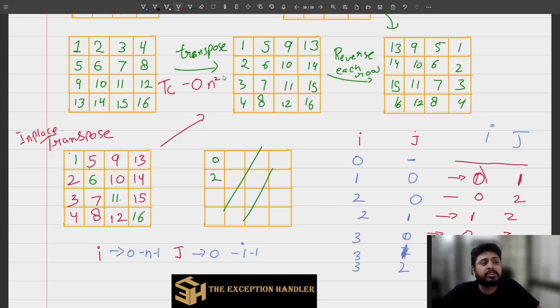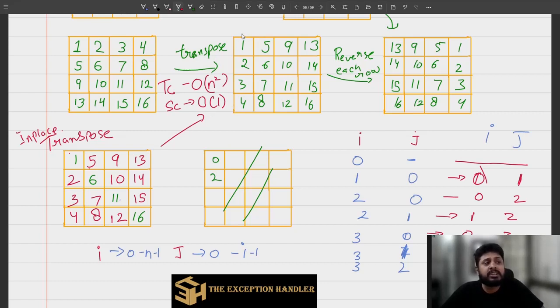big O of n square. And space complexity, because we have been told that we have to do it inline, so space complexity of in-place transpose and everything, my space complexity is 1. So this is how we'll do transpose.